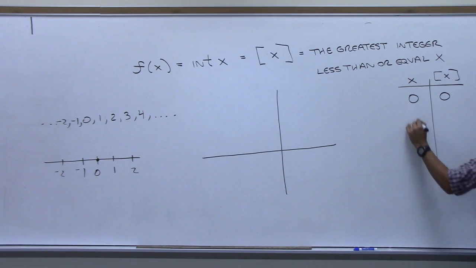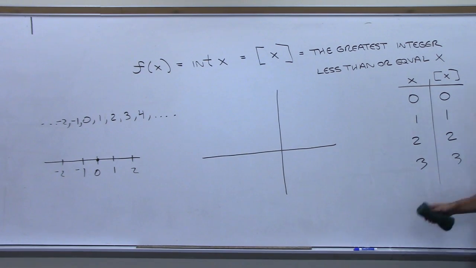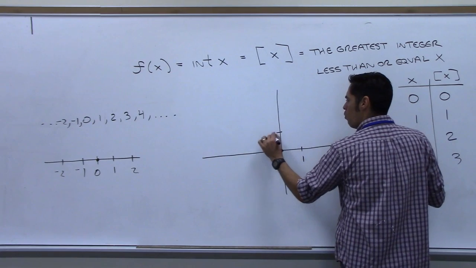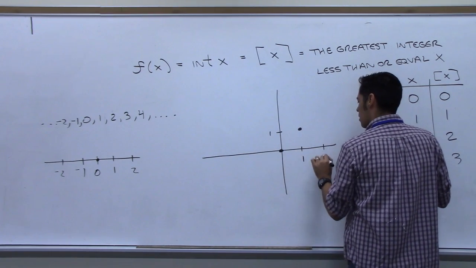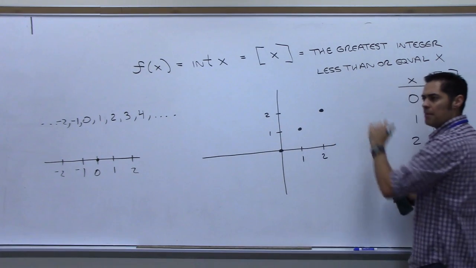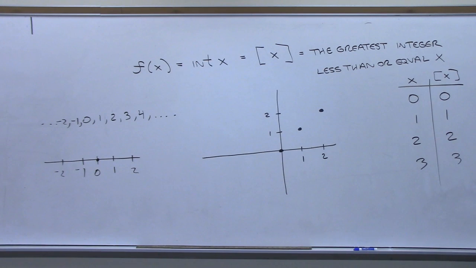If I plug in 1, what happens? 1. Plug in 2, 2. If I plug in any integer, it spits that integer out, right? This looks like the identity, doesn't it? Kind of. So if I plot, I got 0, 0, 1, 1, 2, 2, right? And I can keep going. But if I connect that with a straight line, I just screwed up. So let's look at some numbers in between.